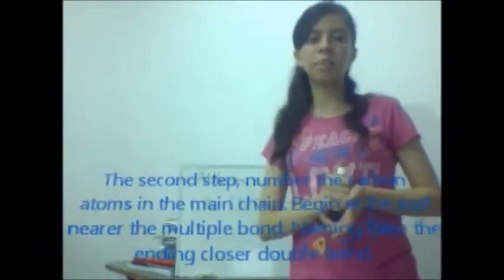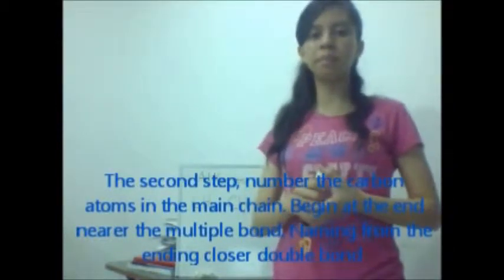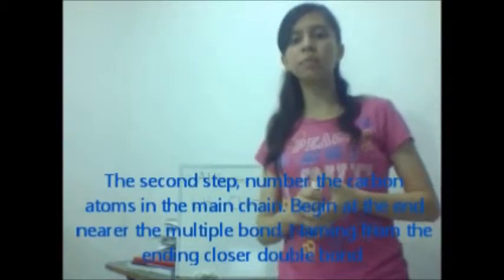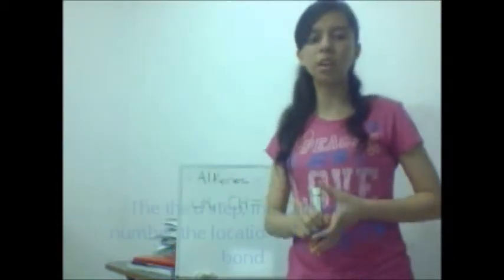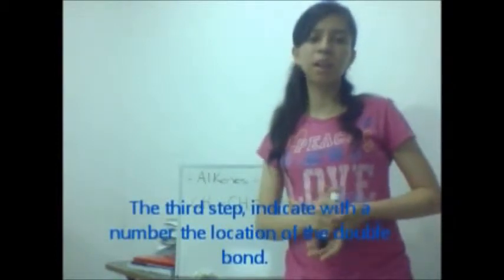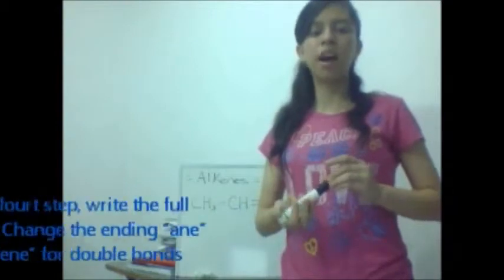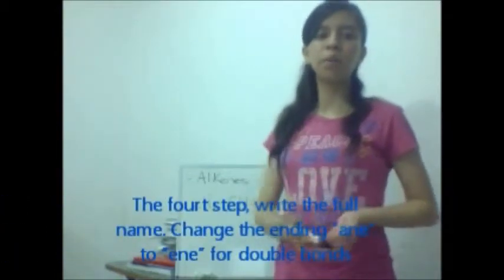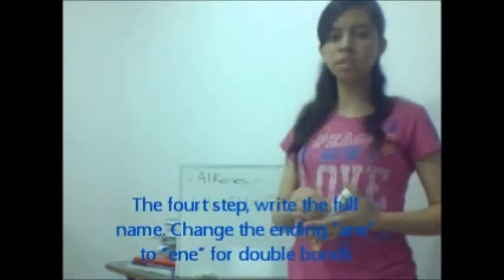The second step: number the carbon atoms in the main chain, beginning at the end nearest to the multiple bond, naming from the end closer to the double bond. The third step indicates with a number the location of the double bond. The fourth step, write the name, changing the ending -ane to -ene for the double bond.